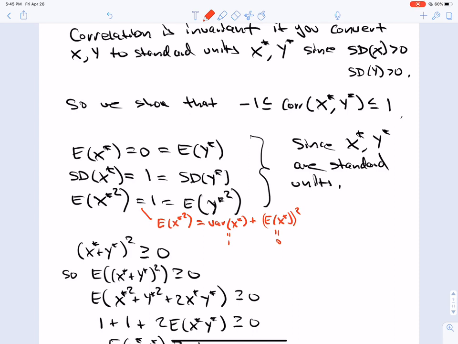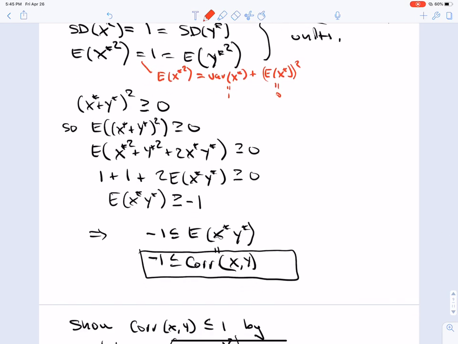Now, if you look at X star plus Y star, squared, that's clearly greater than or equal to 0. You apply expectation on both sides and you FOIL. You get 1 plus 1 plus 2 times the expectation of X star Y star is greater than or equal to 0. So you get the expectation of X star Y star is greater than or equal to minus 1. That's funny, this doesn't say anything. Well, I guess that's somewhat useful. Okay, so that tells us that minus 1 is less than or equal to the correlation of X, Y.